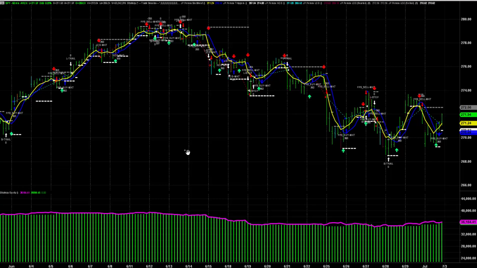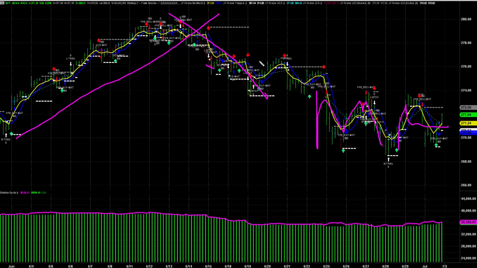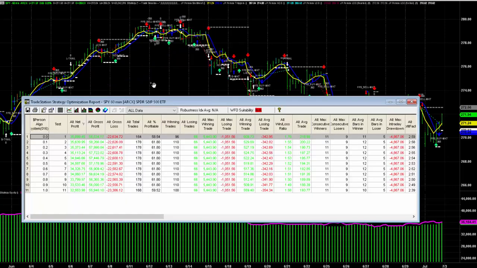Now, on a 60-minute chart, you're talking a lot of trades. And you're talking a good sampling of all types of market conditions on a 60-minute basis. You're talking up, down, kind of choppy, non-trending. You've got everything involved in this market environment. And so let's go and take a look at the optimization report.